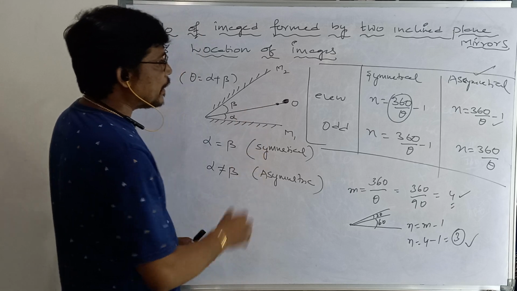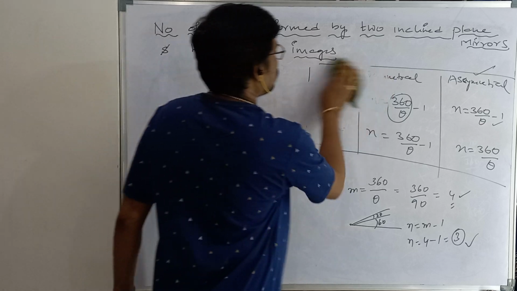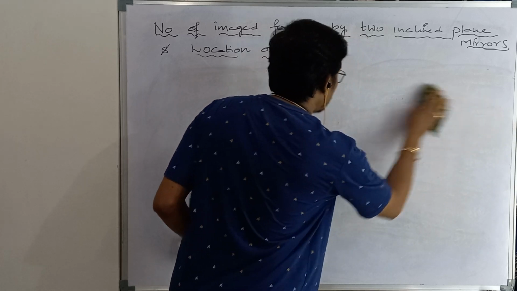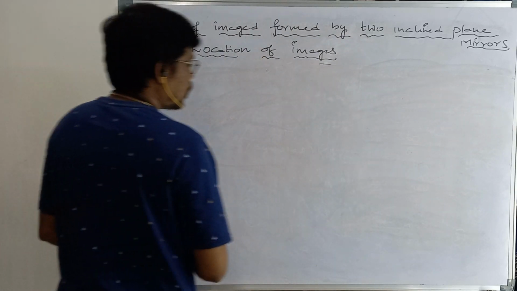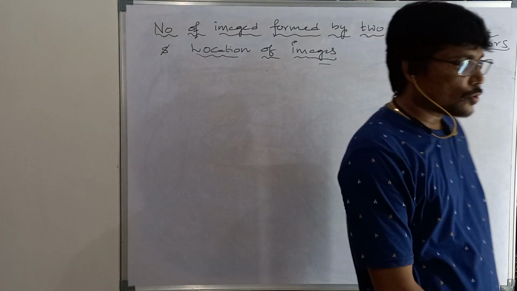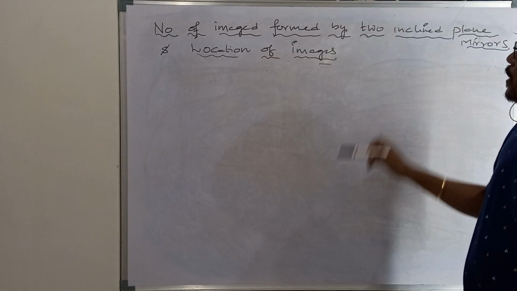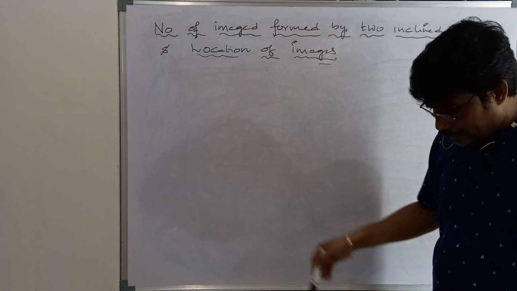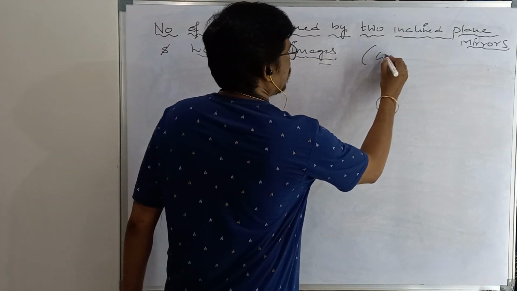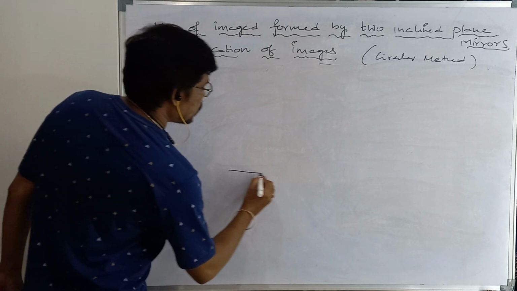Let us derive these formulas now. We just saw the shortcuts to find the number of images in inclined plane mirrors. Now we will discuss in detail. This method is considered the circular method. Let us consider two plane mirrors.